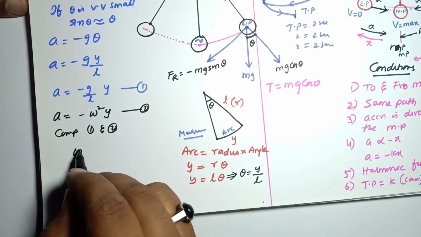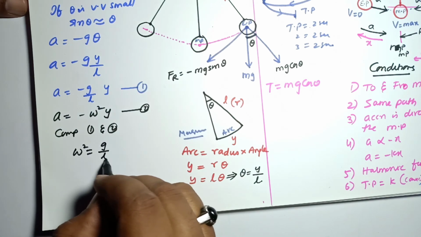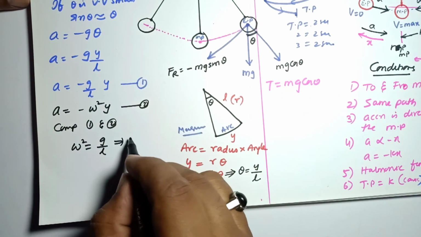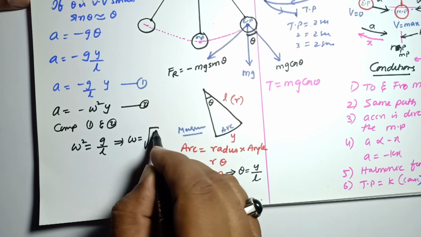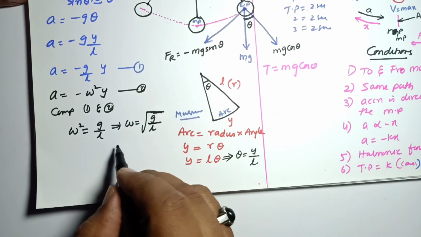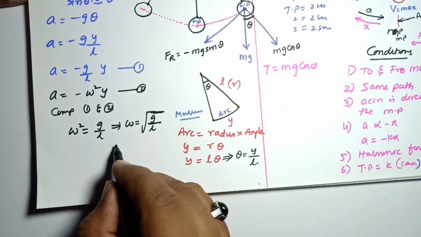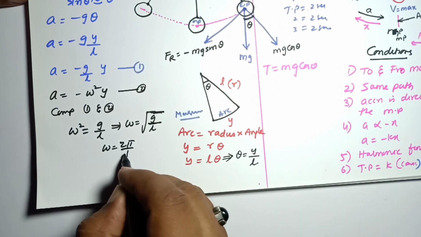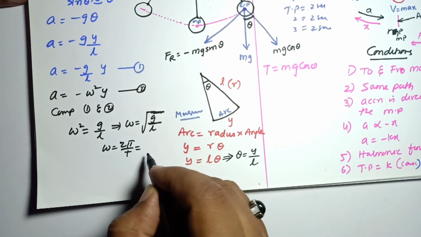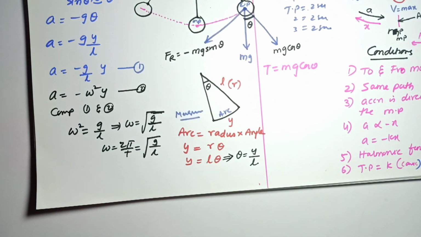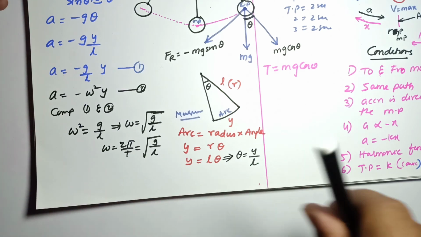Then what are you going to consider? Omega square is considered as g by L here. This implies that omega is equal to square root of g by L. But you know that omega is nothing but 2 pi by capital T, which can be taken as root of g by L here.